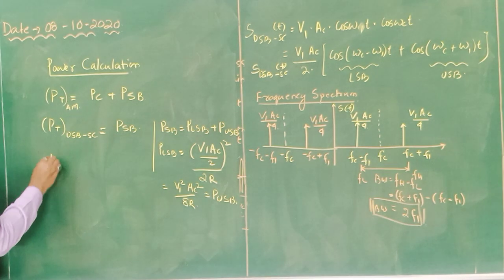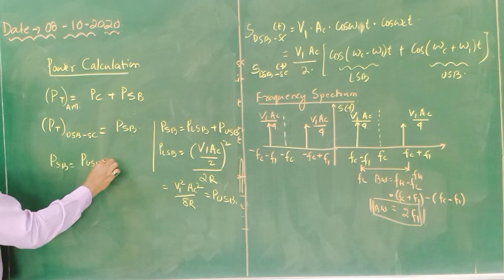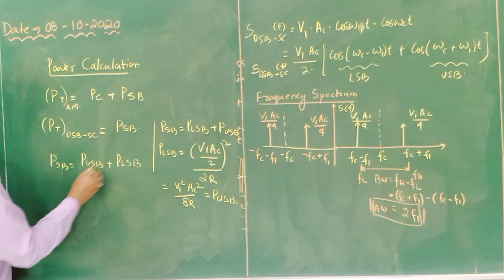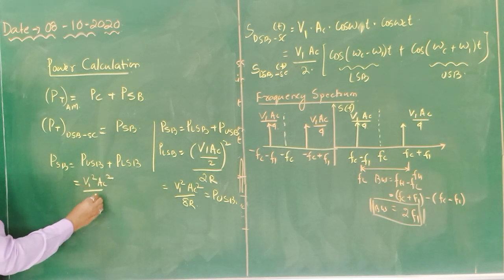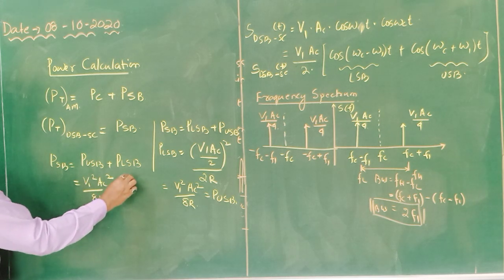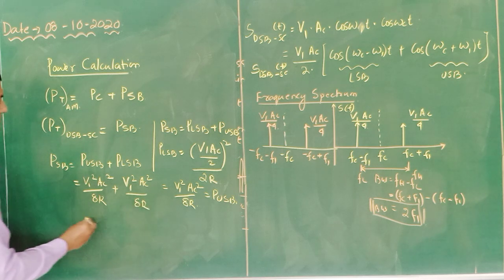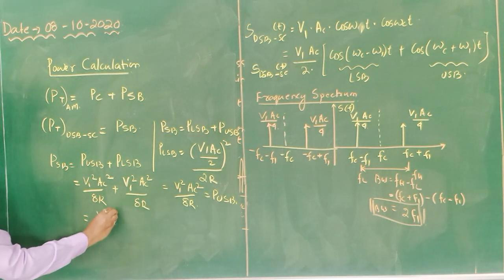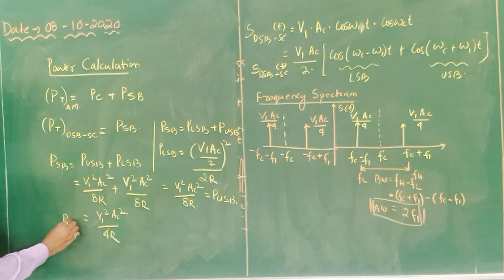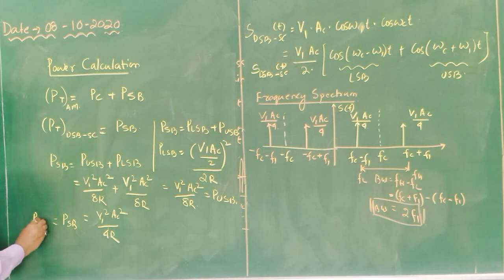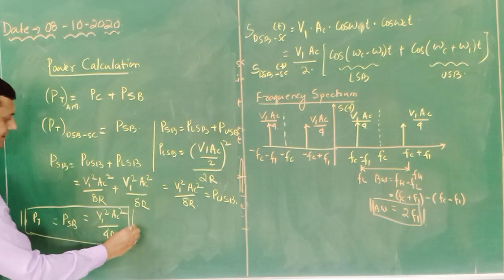You need to add those two powers. So sideband power is equal to upper sideband power plus lower sideband power, which is equal to V1 square AC square divided by 8R plus V1 square AC square divided by 8R. If you add these two, you will get V1 square AC square divided by 4R. So this is the sideband power, or the transmitted power, for your AM DSB-SC signal.